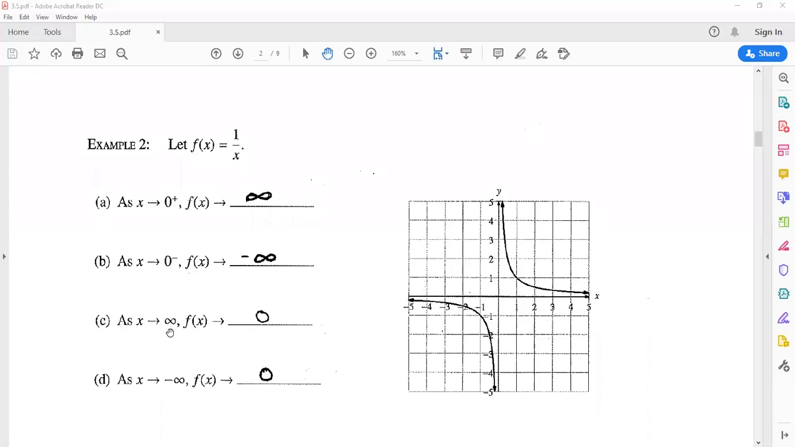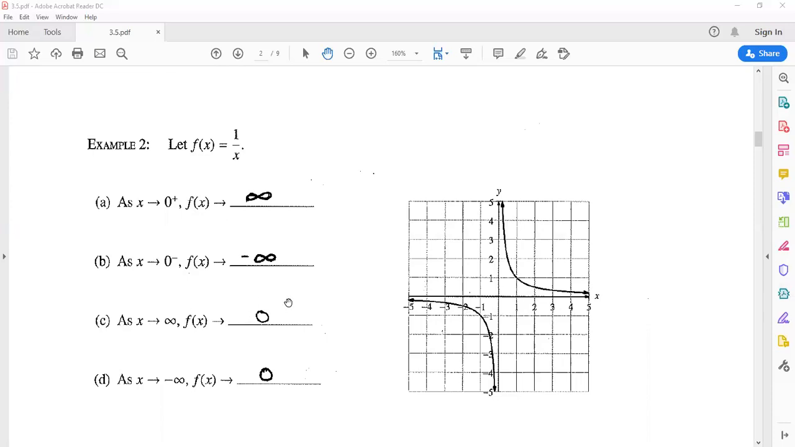Okay, how about as x goes to infinity? Or maybe we could say x goes to positive infinity. Then that would be like looking at what happens as the x values move all the way off the picture here, right? It looks like the corresponding y values keep getting closer and closer to 0. So we can say as x goes to infinity, f of x goes to 0.